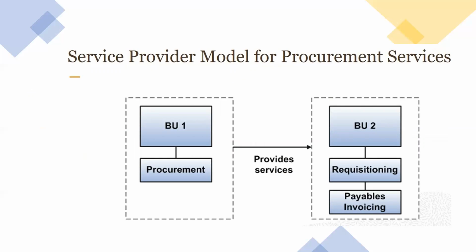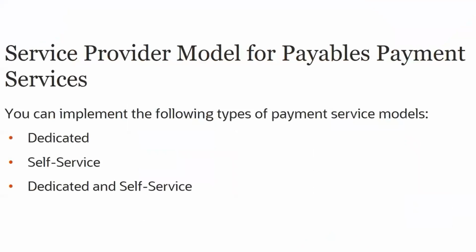BU1 is a procurement business unit. It creates the procurement and performs the procurement processes, right? And it provides the procurement services to BU2. Requisitioning is done at the BU1 level, and payments of the invoices are processed at the BU2 level. So this is how we can understand the procurement services provided between these two operating units, business units, right?